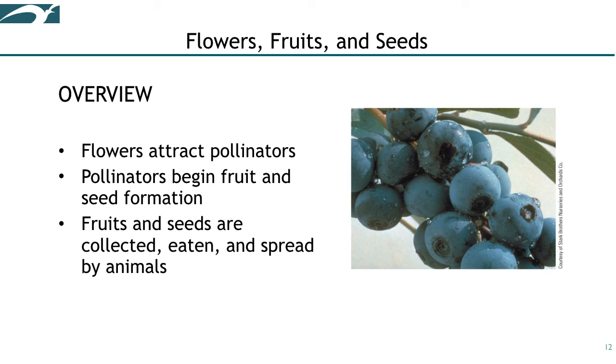Overview of fruit, flowers, and seeds. The flower, as we said, attracts the pollinators. The pollinators begin the fruiting and form seeds. The fruit and the seeds are collected, eaten, and spread by animals and wind and other things.